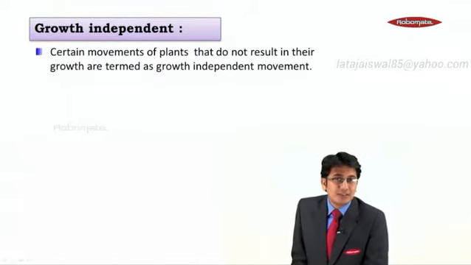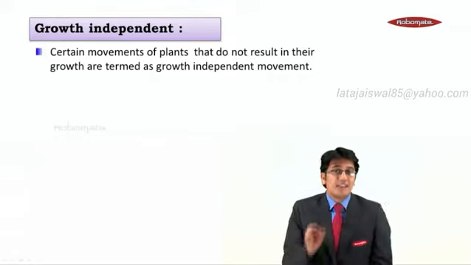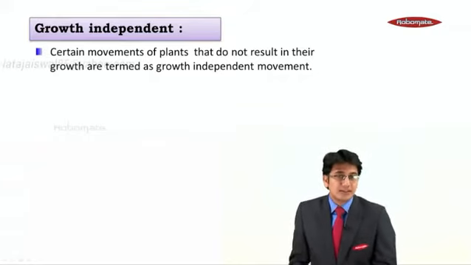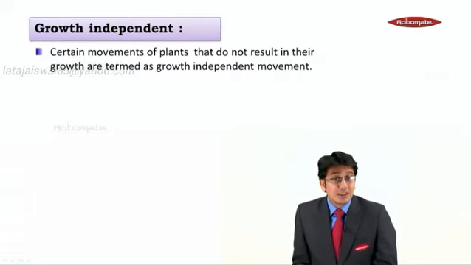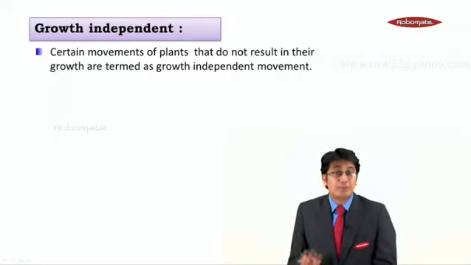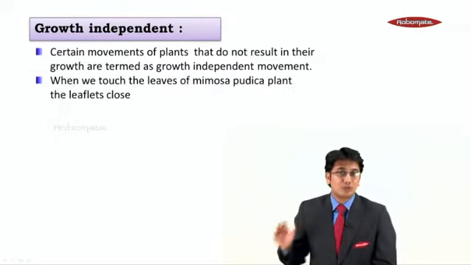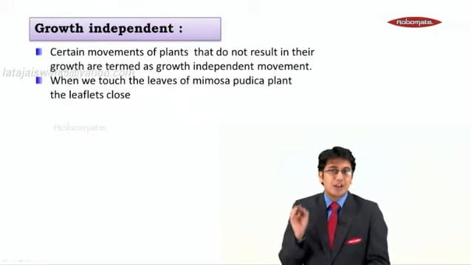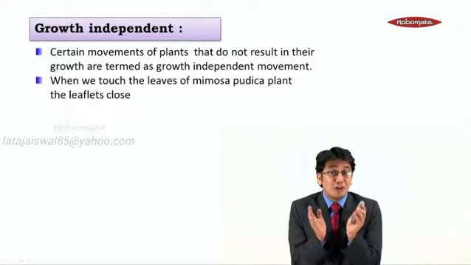Certain movements of plants that do not result in their growth are termed growth independent movement. In such plants, there will be definite movement, but there will be no growth. When we touch the leaves of the Mimosa pudica plant, the leaflets close.